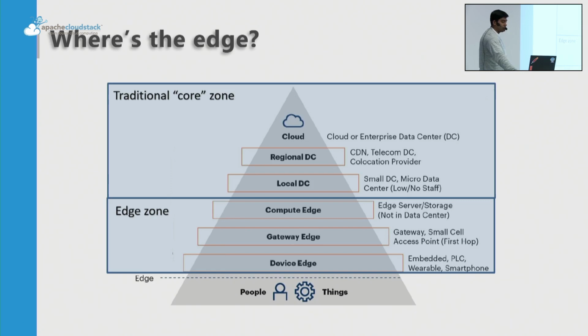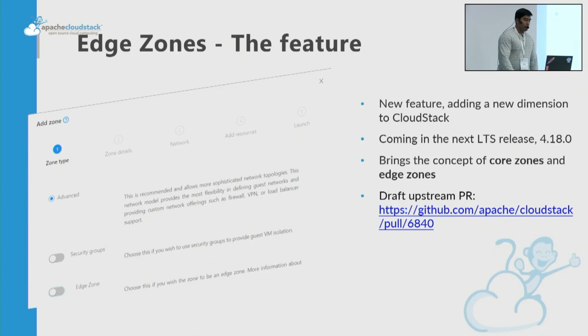If we see how traditional core zones and edge zones currently look like in terms of a large deployment, it could be a regional data center, local data center, and then a number of edge zones. So if we talk about that fast food example, there could be a regional office for them, and then a number of outlets in the same city, around the same area, which could be seen as edge zones or edge deployments. Now coming to edge zones, the feature, this will be coming in 4.18. That will be the next release of CloudStack.